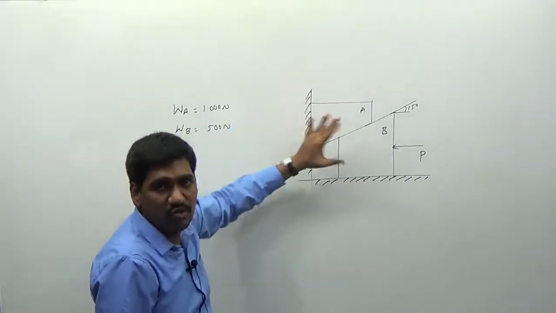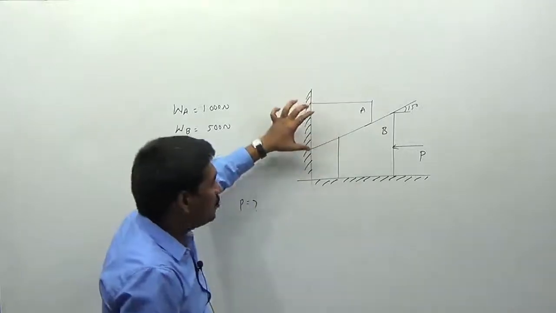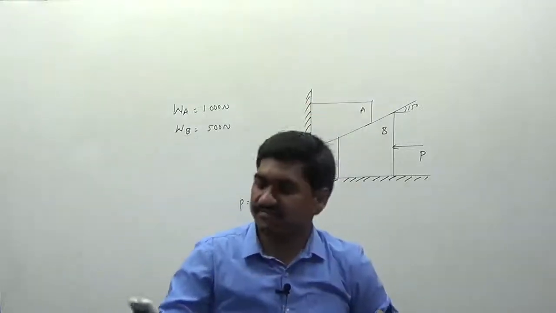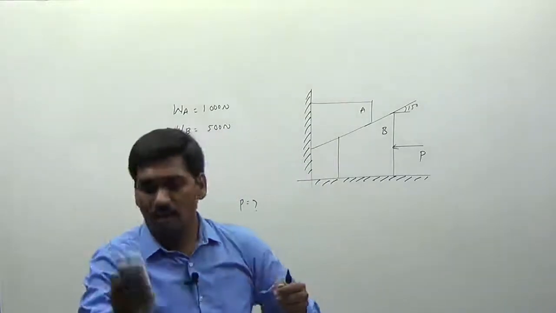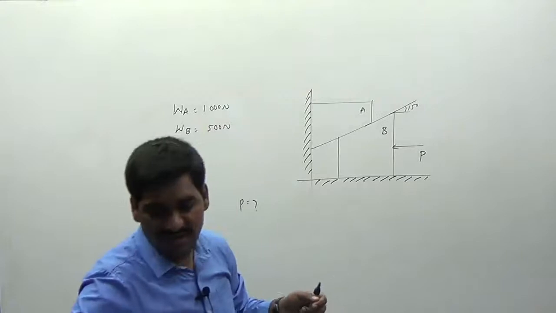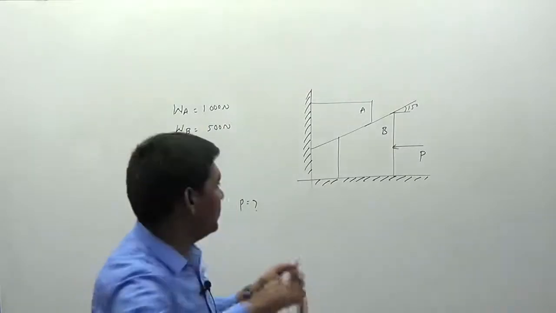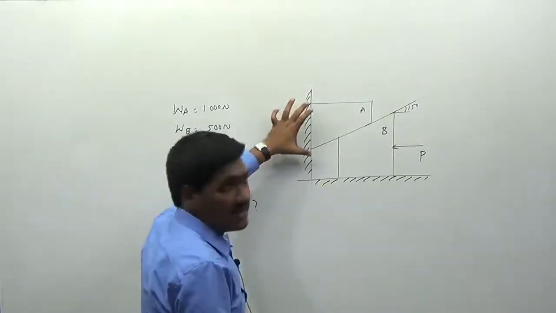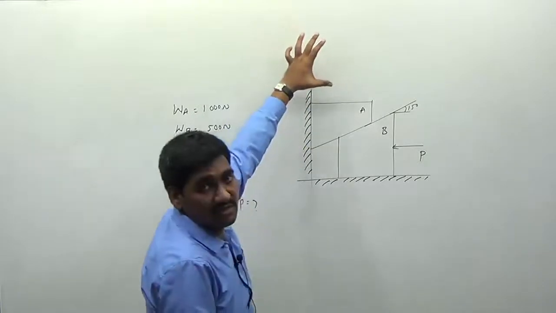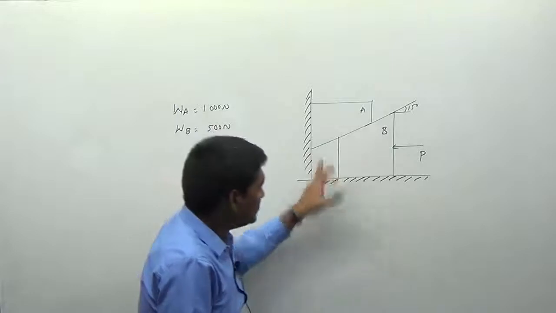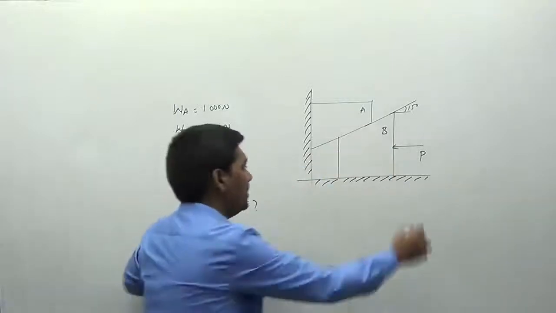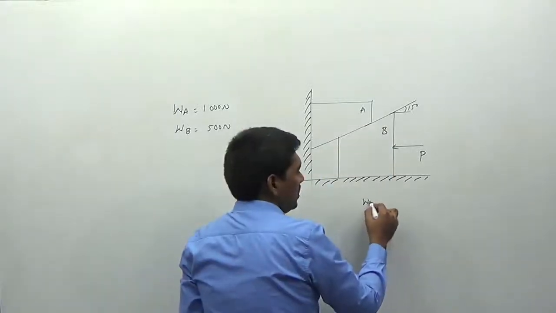The main objective of this arrangement is to lift block A in the upward direction. So for that we apply this total arrangement, which is called a wedge.